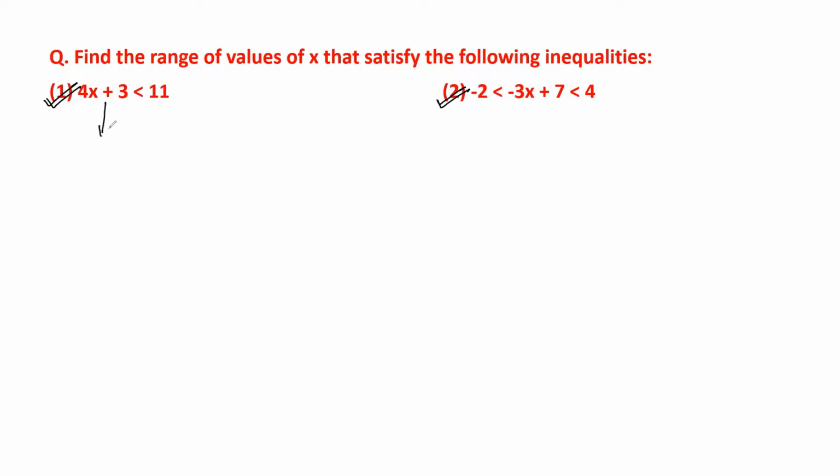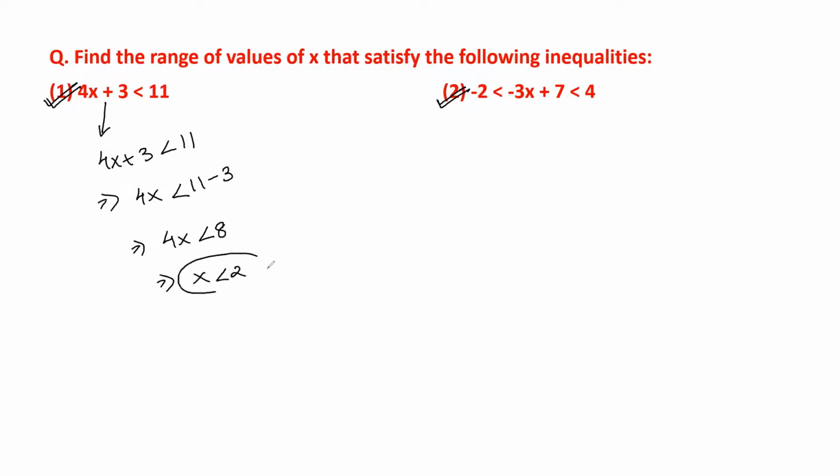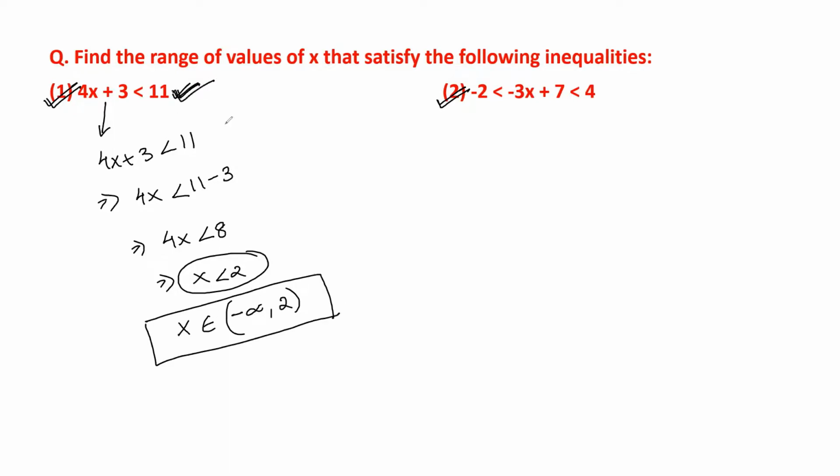So if we go for the first one, this is 4x + 3 < 11. We can take this 3 to the right side. So this would be 4x < 11 - 3, which would be 8. So 4x would be less than 8, so x would be less than 2. So any value which is less than 2 would be satisfying this inequality. So we can say that x belongs to minus infinity to 2. So the range of values of x which is satisfying this inequality is simply minus infinity to 2, excluding 2.